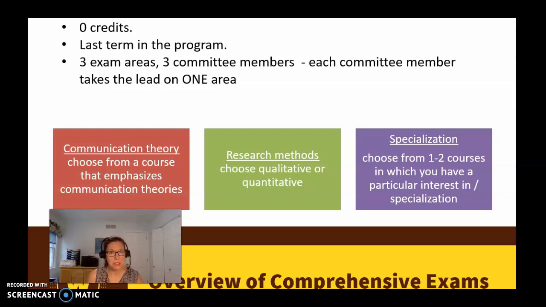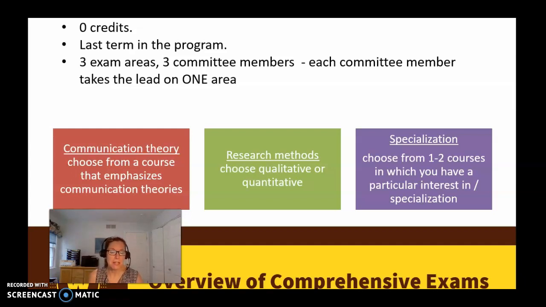So for communication theory, I would suggest you pick a course that you have taken that has had quite a bit of theory to it. Most of our communication graduate seminars have a great deal of theory, so that's an area that you're going to want to take for your communication theory exam area. For research methods, we have 2 courses, quantitative or qualitative research methods, so you will choose one of those 2 areas to focus on. And then lastly, you'll choose an area of specialization. That could be a course that isn't necessarily so theory-based, or it could be a mashup of 2 courses in which you have an interest.